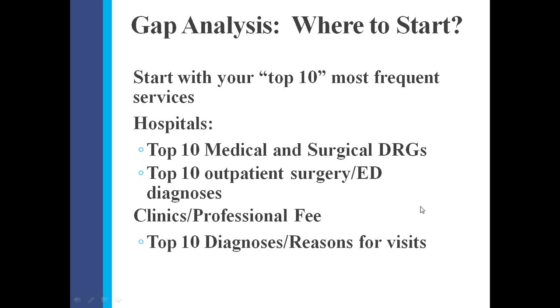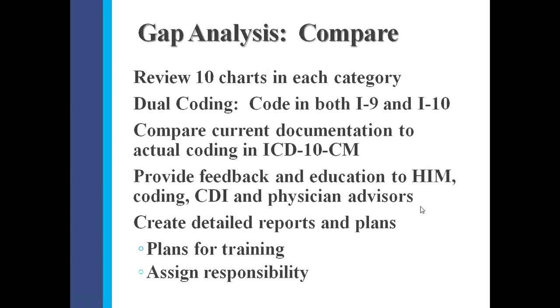Now from there, you want to go in and compare. What you would want to do is review about 10 charts in each category. So if you're in a hospital and you pick the top 10 medical DRGs and the top 10 surgical DRGs, that would actually give you about 200 charts to look at. I know that seems like a lot, but looking at 10 in each area is really going to help you see if there's a pattern.